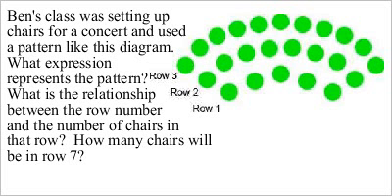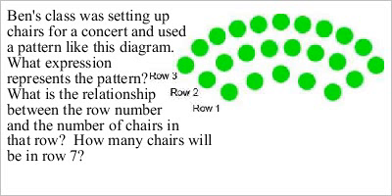Ben's class was setting up chairs for a concert and used a pattern like this diagram. What expression represents the pattern, and what is the relationship between the row number and the number of chairs in that row? And how many chairs will be in row 7?